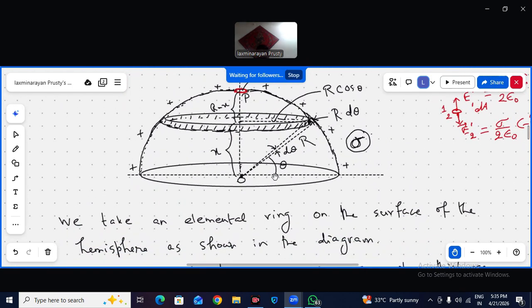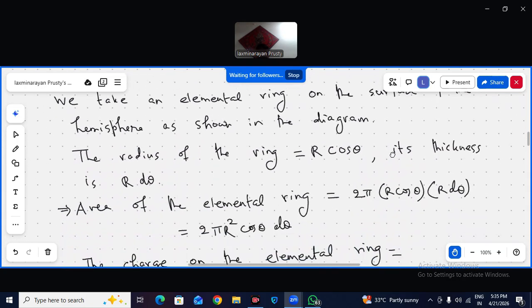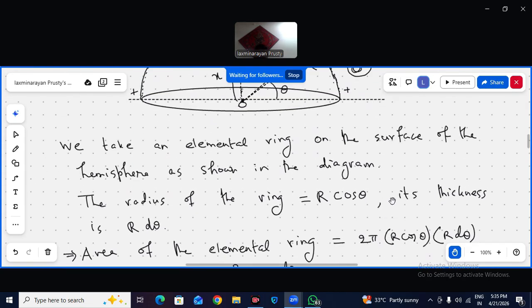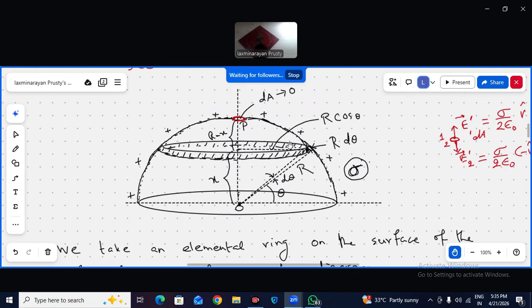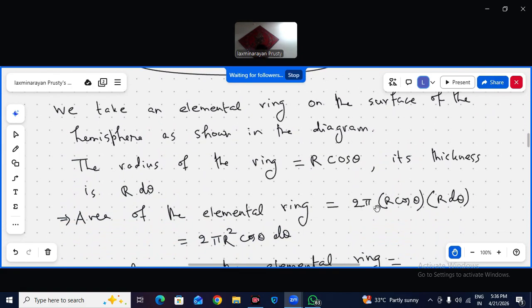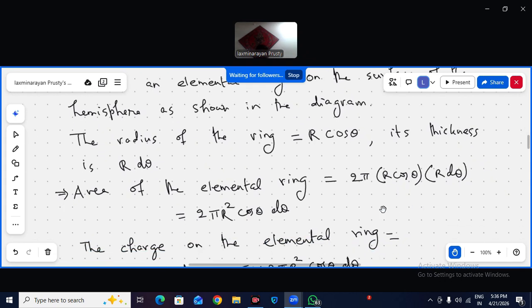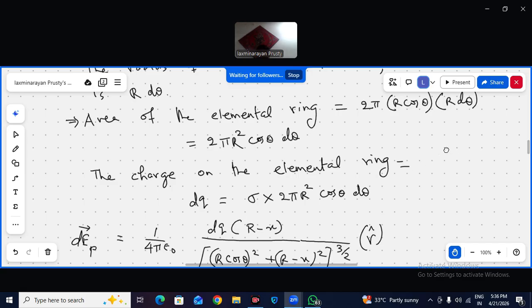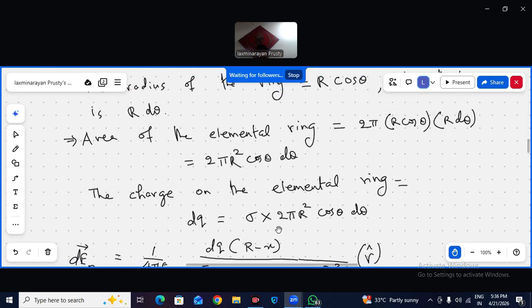तो रिंग का ये अगर थीटा ऐसे मेजर कर रहा हूं थीटा, तो ये जो रेडियस ऑफ द रिंग होगा R cos theta, capital R cos theta, और ये विड्थ ऑफ द रिंग कितना, R d theta. सो एरिया ऑफ द एलिमेंटल रिंग कितना होगा, सरफेस एरिया, तो मैं शेडिंग किया, length into width, that is 2 pi R cos theta is the circumference length, and this is R d theta is the width. So 2 pi R square cos theta d theta. So the charge on the elemental ring कितना होगा, इसमें सिग्मा मल्टीप्लाई कर दो, चार्ज डेंसिटी, बस आ गया आपको.